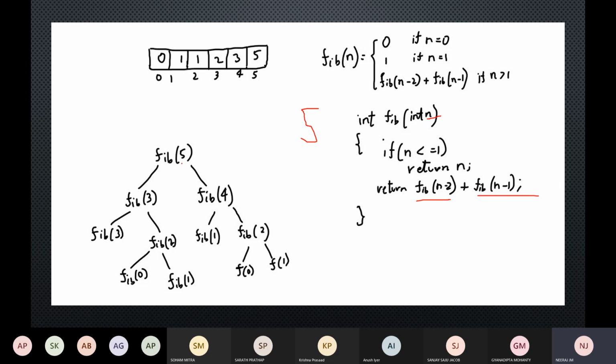What does it do? It goes towards first Fibonacci of n. Yes, it starts with fib 5. Then what does it do? N minus 2 is nothing but 3 and n minus 1 is 4. Okay, and then it comes to this one. Obviously, it has to solve, right?